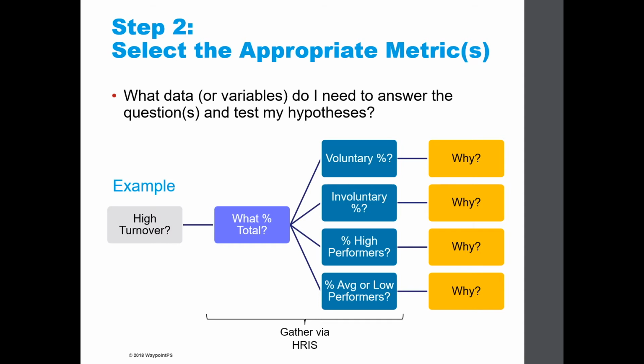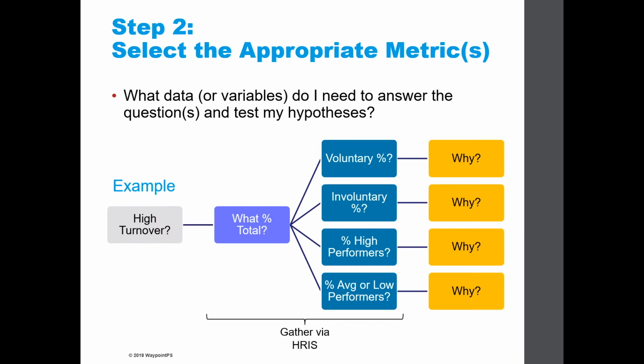Then you'll want to be more specific in your questions. The question might be, and this is just an example, what's the percentage of voluntary turnover? People who leave voluntarily as opposed to being fired, which is involuntary turnover. Employees who are asked to leave would fall into that category.